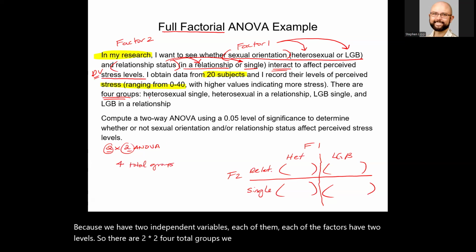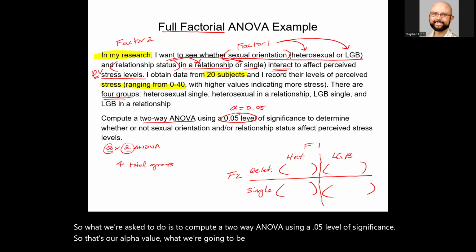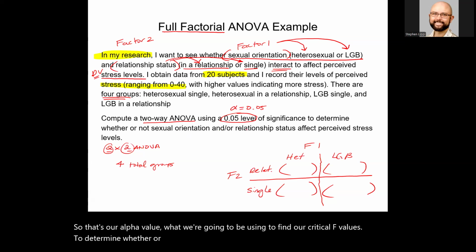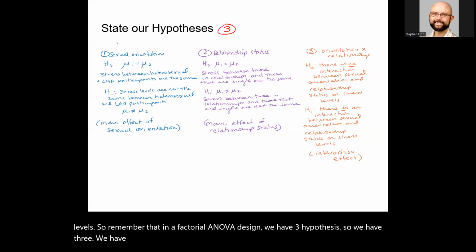We have 4 cells. So what we're asked to do is to compute a two-way ANOVA using a 0.05 level of significance. So that's our alpha value, what we're going to be using to find our critical F values, to determine whether or not sexual orientation and or relationship status affect perceived stress levels. So remember that in a factorial ANOVA design, we have 3 hypotheses. So we have 3. We have the main effect of factor A or factor 1.